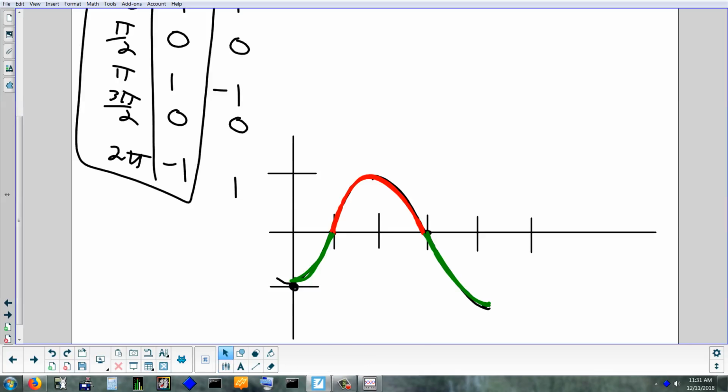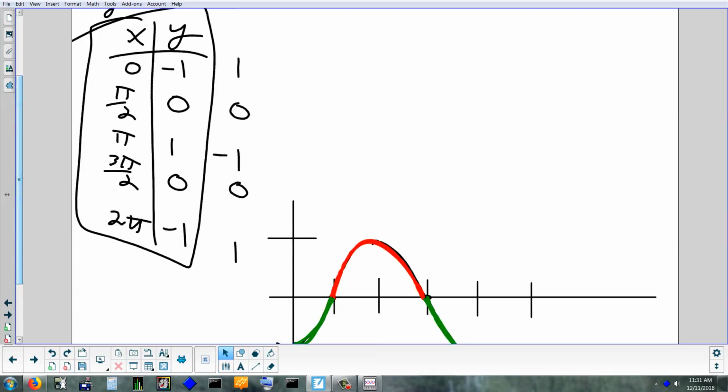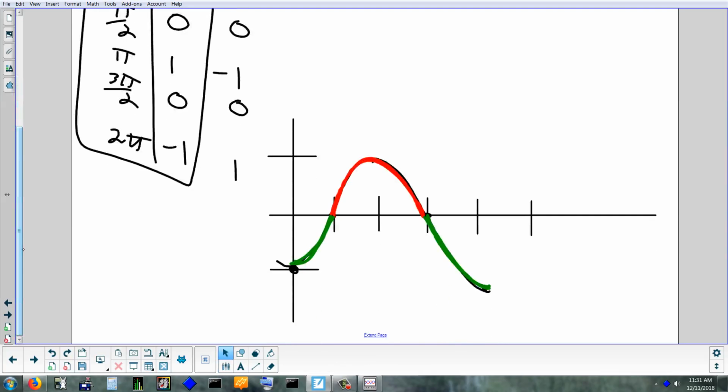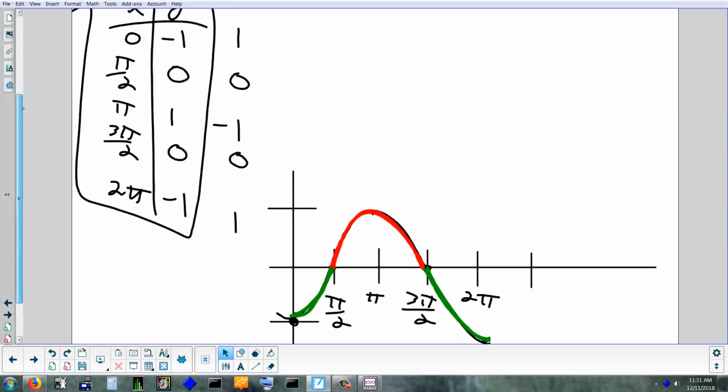So technically I don't have to label my y-axis because I am going by ones this time. Anytime you go by ones, you can leave the labels off. But the other labels I need. That's it.